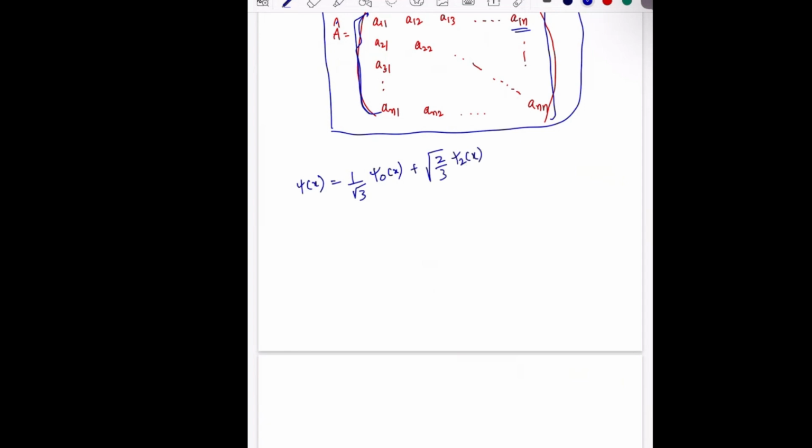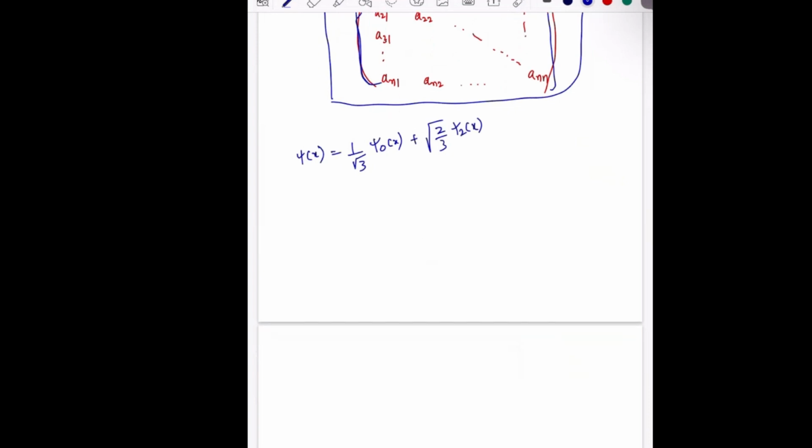The expectation value of energy as a function of time can be written as. So for that, what you have to do now? You have to first note that psi 0 and psi 2 are, this is the ground state and this is the second excited state of the system. First, you have to find out the value of the function at a later time t.